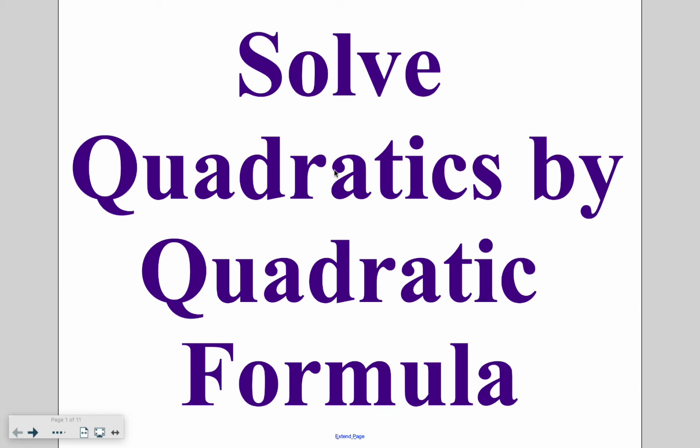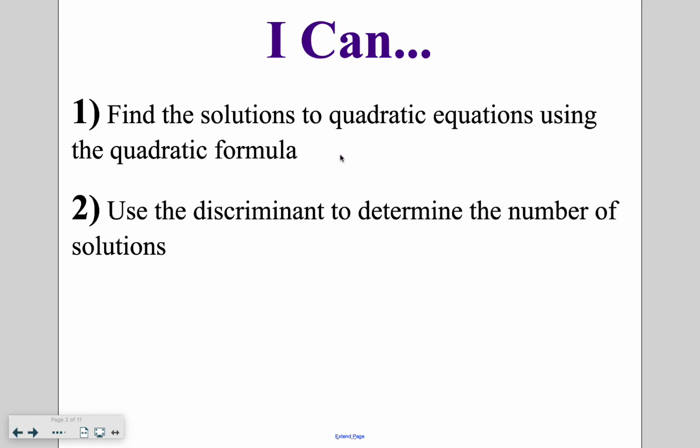Hello class, and welcome to today's algebra lesson, which is about solving quadratics with the quadratic formula. By the end of today's lesson, you will be able to use the quadratic formula to solve these problems, as well as use the discriminant to determine the number of solutions.